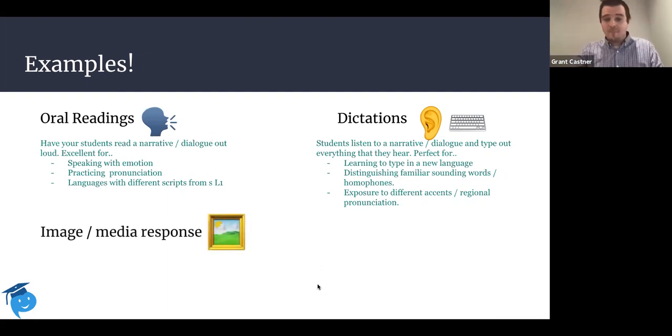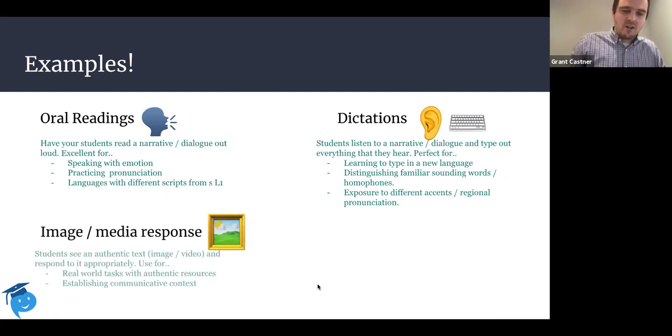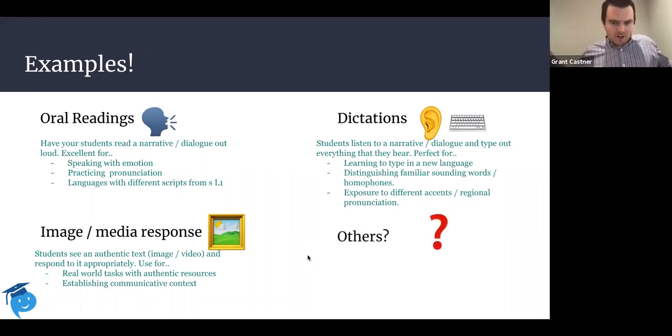More examples, image and media response. These are very straightforward. The students see an authentic text or an image and they respond to it, right? You give them something to look at and you have them do something with it. Great for real world tasks and establishing communicative context. Any more? Others? What can you think of? Let me know in the chat.